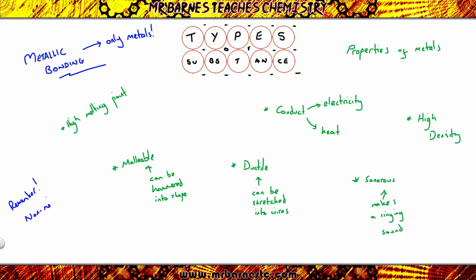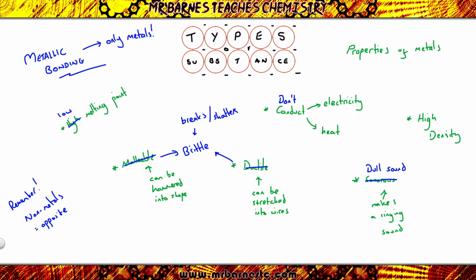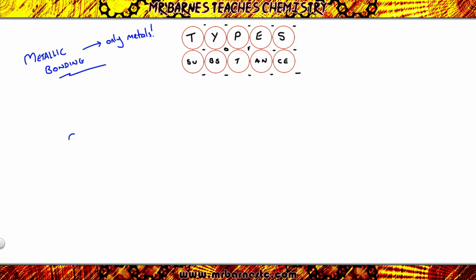Remember, non-metals are the opposite to that, so they don't have a high melting point, it's low. They're not malleable or ductile, they're brittle, which means they break easily. They don't conduct electricity or heat, they're not sonorous, they make a dull sound, and they have low density. Now, of those properties that we've talked about, you need to be able to explain a few of them, and the way to do that is to have a look at the structure.